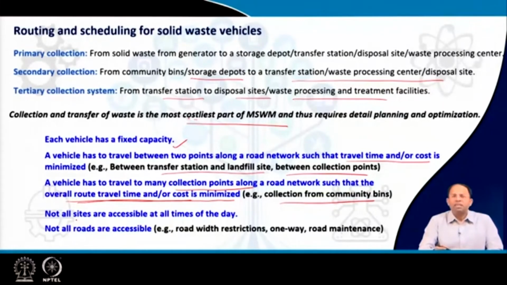And sometimes some links are one way, so we cannot take the vehicle along those routes. So accordingly, we have to change that. Similarly, not all roads are accessible throughout the day. So that is what is said over here. That means sometimes roads are not accessible because they are designed as one way, sometimes because of road width some vehicles cannot go into a certain road, or sometimes because of road maintenance, some roads are closed. So these are the things which we have to keep in mind when we design a route and schedule for solid waste collection vehicles.